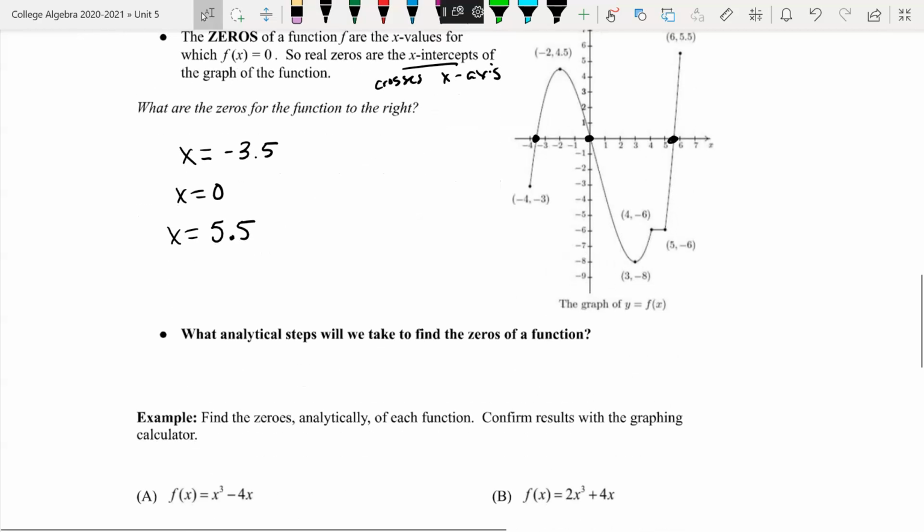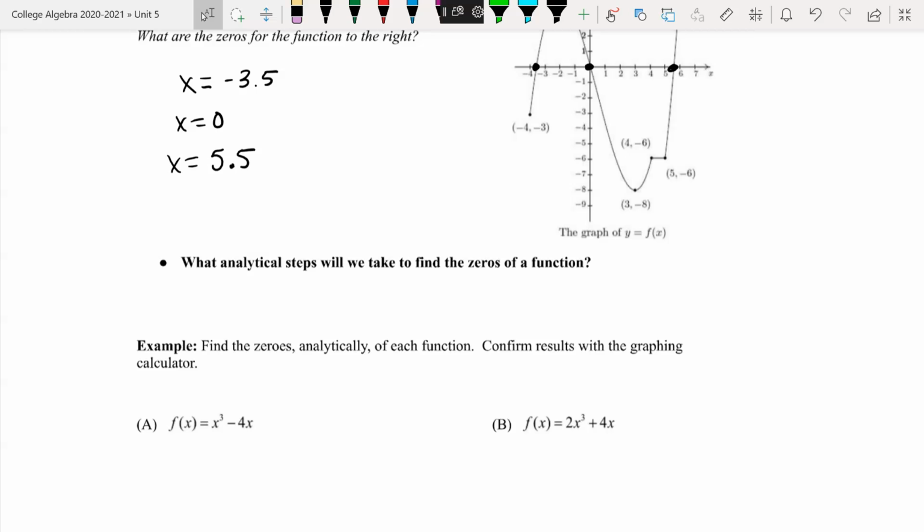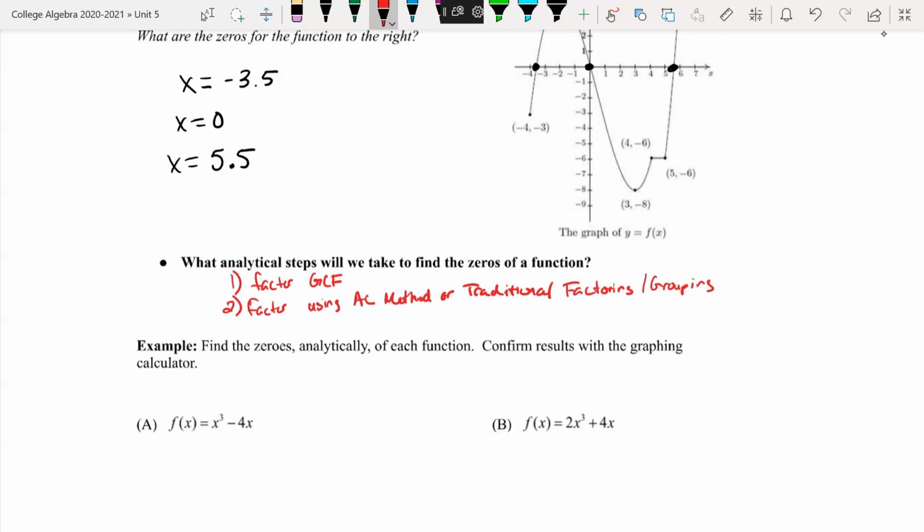So the analytical steps that we take to find the zeros is something we're going to resort back to that we've done before. Normally you're going to factor out your GCF, and then you're going to factor using AC method or traditional factoring, which is where it multiplies to the last number, adds to the middle. You could also do grouping here, which kind of depends on the problem. And then your third step, if none of those work, you would say the quadratic formula.